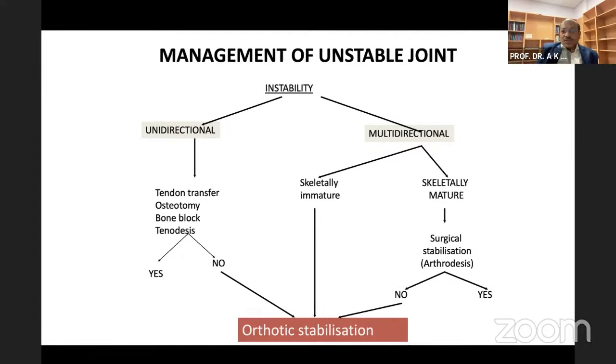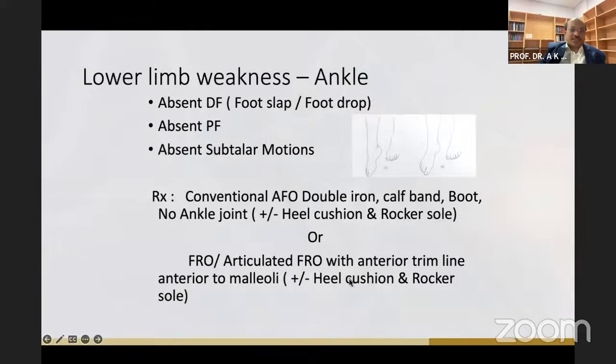So in an adult, if we change the unstable joint to a painless stable joint by arthrodesis, the patient doesn't need to use the orthosis for life. That is an extremely good situation, so we should do the arthrodesis. But if the patient is not able to undergo arthrodesis or does not agree to it, then the only option available is orthotic stabilization.